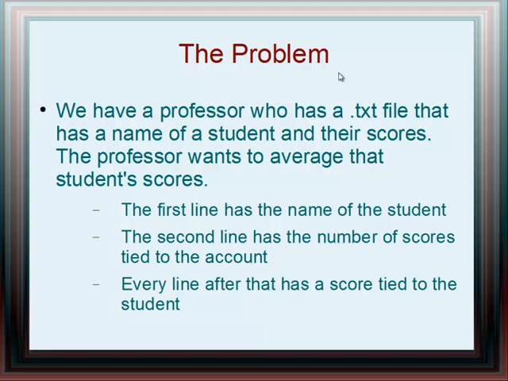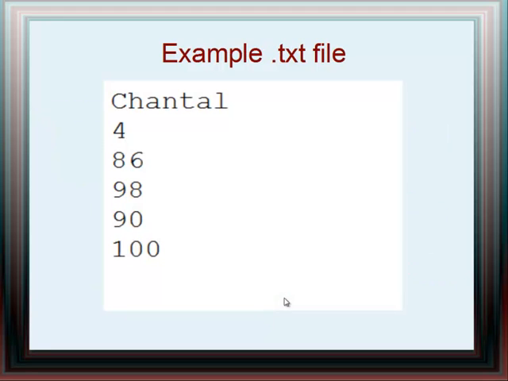Here's our problem. We have a professor who has a .txt file that has the name of the student and their scores. The professor wants to average the student's scores. The first line has the name of the student, the second line has the number of scores tied to that student, and every line after that has a score tied to the student. Like so, we have the name Chantal. She has 4 grades, and they follow here: 86, 98, 90, and 100.